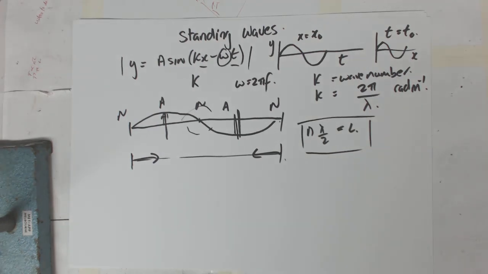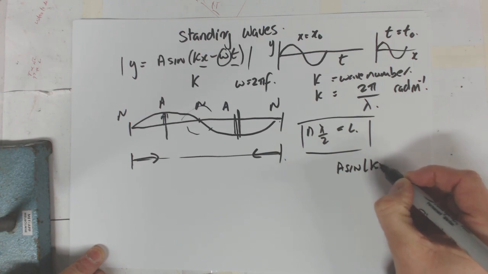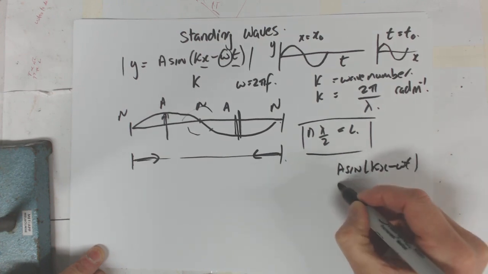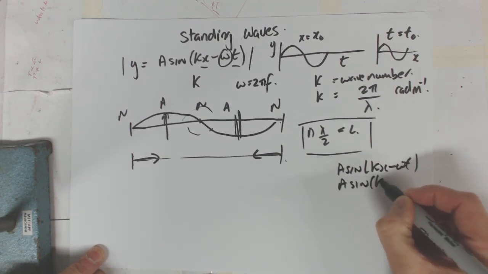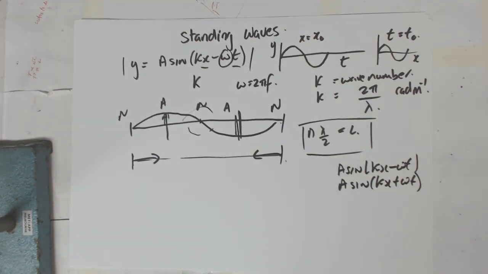N wavelengths over 2 equals L. So what's the actual formula if we do that addition? If we add those two waves, obviously one will be sine of kx minus omega t. They're going to be the same frequency. The other one's going to be kx plus omega t. That just tells us that it's moving in the opposite direction.